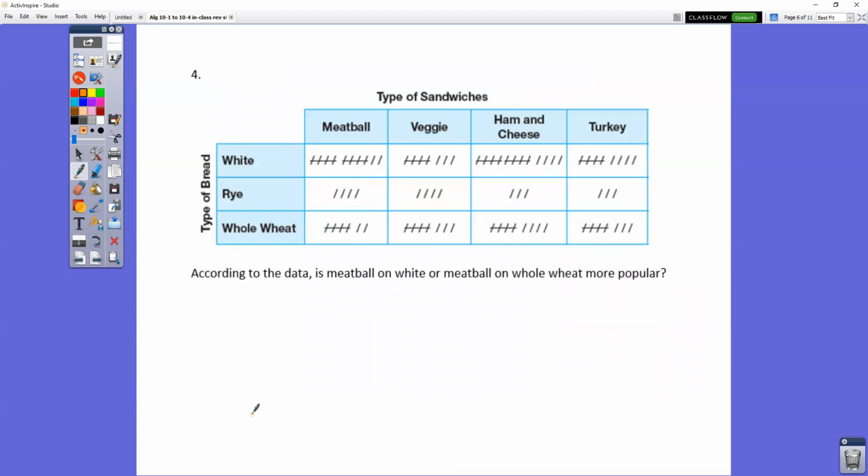All right. These are ones that you can try. All right. Take a look at this one. According to the data, is meatball on white or meatball on whole wheat more popular? Meatball on white is right here. There are 12 of them. Meatball on whole wheat, there are 7 of them. So meatball on white is more popular. It's the bigger number.